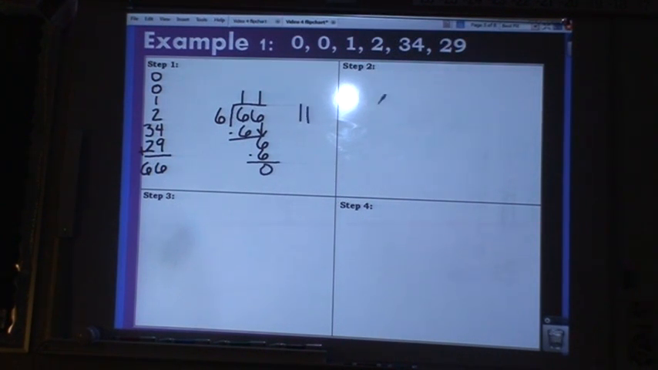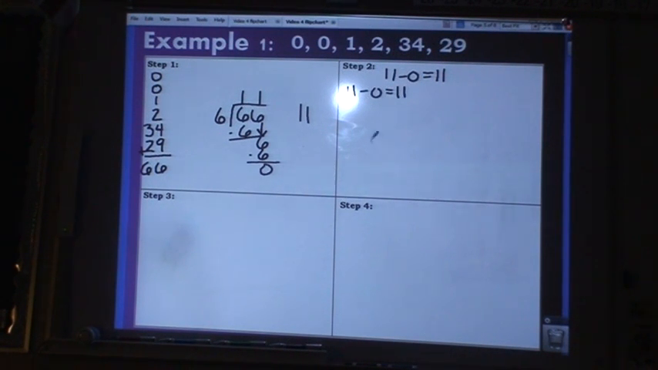For step 2, we have to find the distance of each of these points from 11. To do this, we can just subtract. 11 minus 0 equals 11. Then we have to do that again. 11 minus 0 again, because we have 2 zeros, is going to be 11 again.